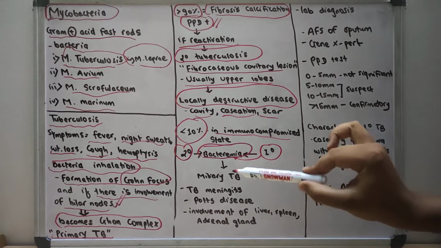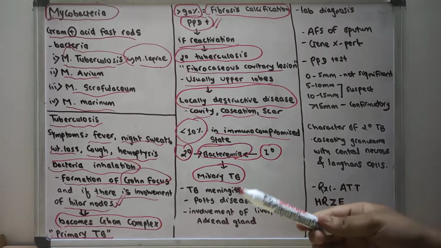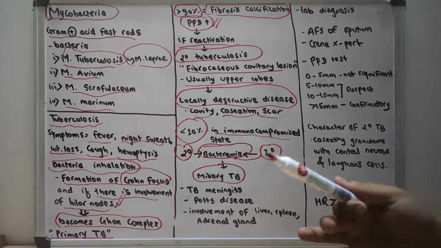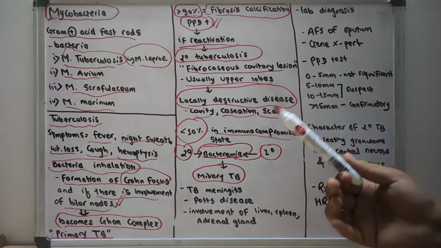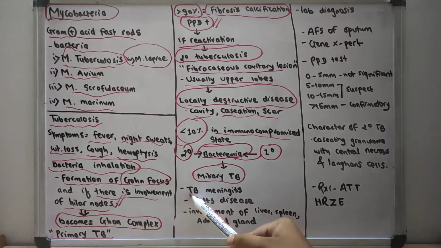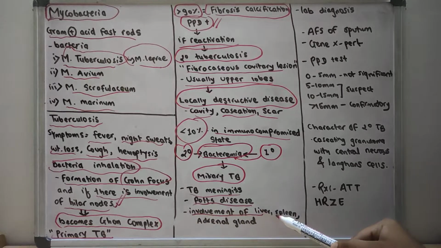Miliary TB means the bacteria travel widespread through our body and infect various organs of our body, and there can occur TB meningitis. If there is involvement of the vertebra, then there can occur Pott's disease, and there is also involvement of the liver, spleen, and adrenal gland.